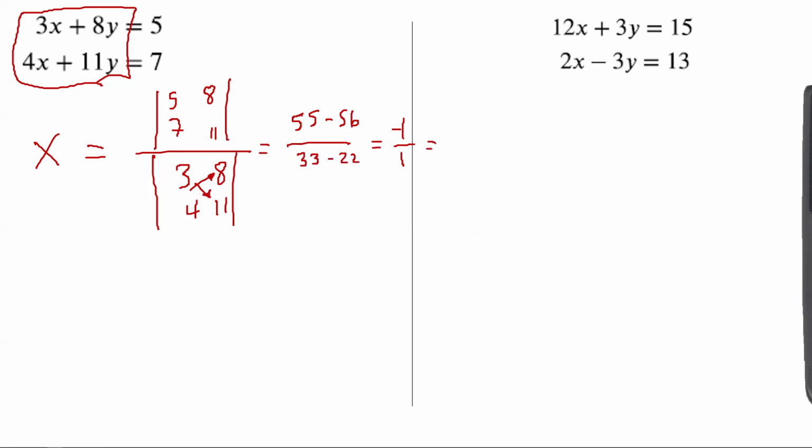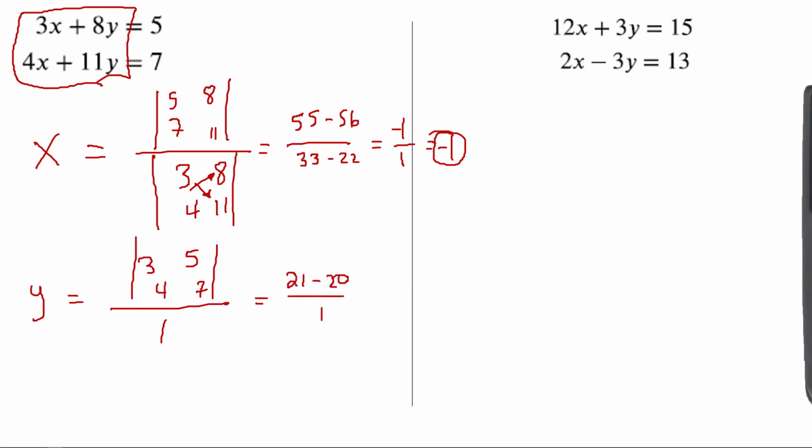And so our answer there would be -1. When I go to y, I know that the denominator is going to be the same, so I'll just go ahead and put the 1 down there. And now I need to pick up the 5 and the 7 and replace the 8 and 11 with it. So just ignore the second column and go 3, 5, 4, 7. And up top, I would get 21 minus 20. Dividing that by 1, it's a +1. All right, and you could check that back and make sure it works. But that's all that's involved with it.